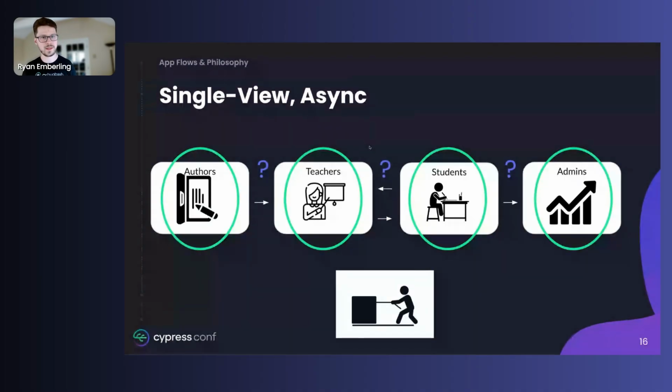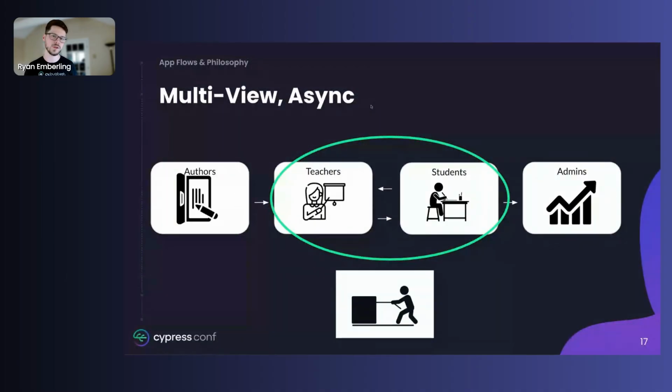But one that I'll put forward as worth considering as well is what I call a multi-view asynchronous test, where you can test multiple perspectives in the course of a single test flow, essentially. And so here, what we can do is create an assignment as a teacher and then complete it as a student, for example. And this has some disadvantages.